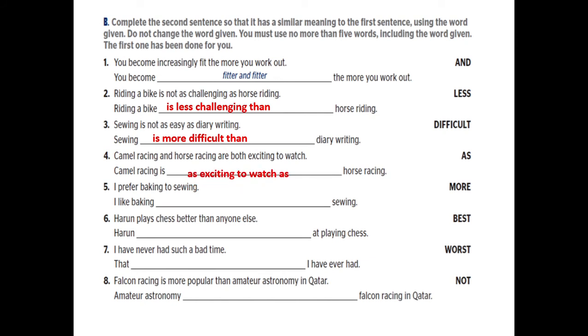Number 5. I prefer baking to sewing, so I like baking more than sewing. Number 6. Harun plays chess better than anyone else, so Harun is the best at playing chess. Number 7. I've never had such a bad time, so that is the worst time I've ever had. Finally, number 8. Falcon racing is more popular than amateur astronomy in Qatar, so amateur astronomy is not as popular as falcon racing in Qatar.